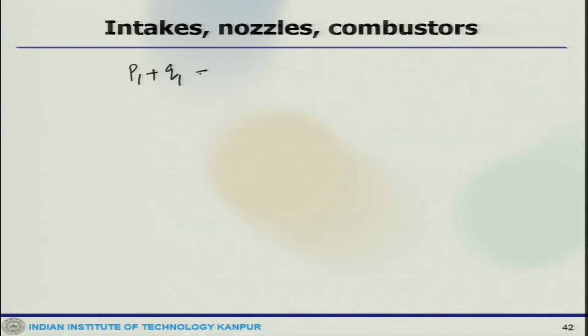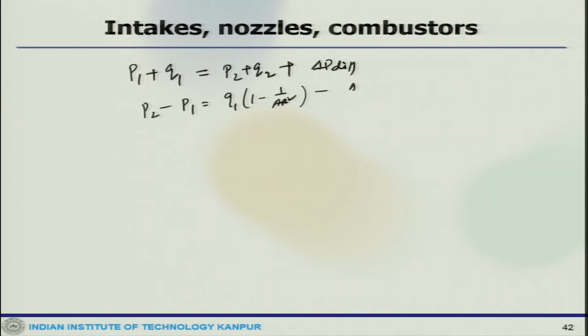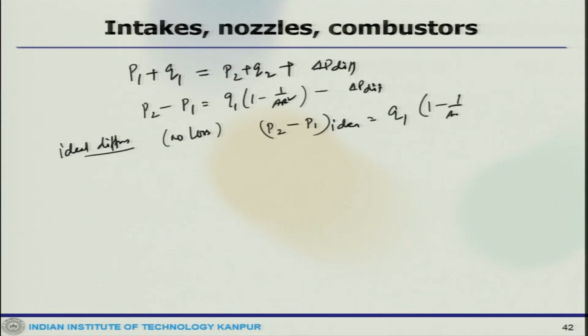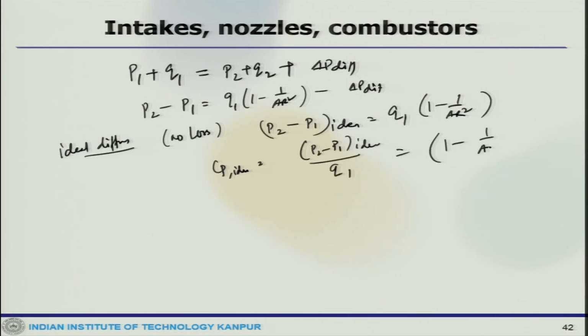We can write q1 p1 plus q2 plus delta p diffuser, where p2 minus p1 equals q1 times (1 by area ratio square) minus delta p diffuser. Now in an ideal diffuser, there are no losses. So we can write p2 minus p1 ideal equals q1 times (1 minus 1 by area ratio square). So Cp ideal is p2 minus p1 ideal by q1, which is 1 minus 1 by area ratio square.